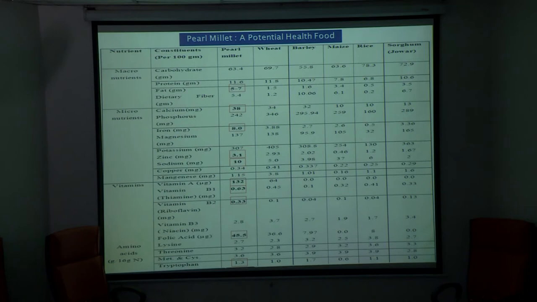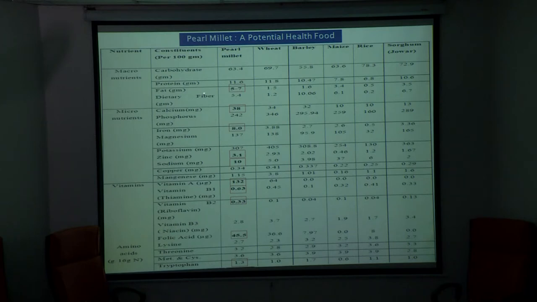So one side I told about its potential, about how it can tolerate the adverse environmental condition. It is not only that it is tolerant to adverse environmental condition, the best part is it has a very high nutrient density. If you see the nutritional status of pearl millet, if we compare the carbohydrate content of pearl millet with respect to wheat, barley, maize, rice or sorghum, which are the generally used cereals, it is on par. It is not less in that.